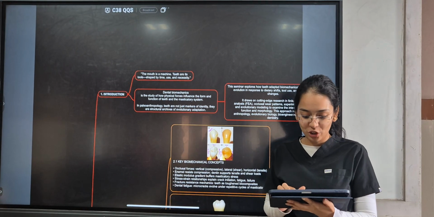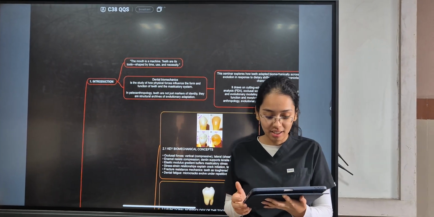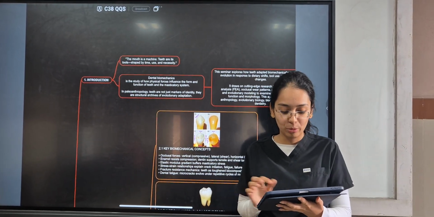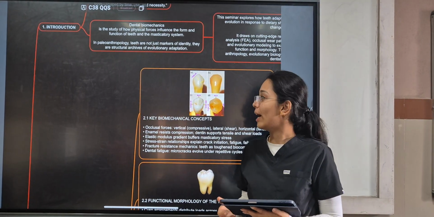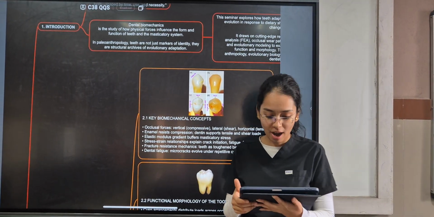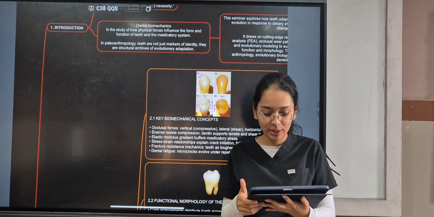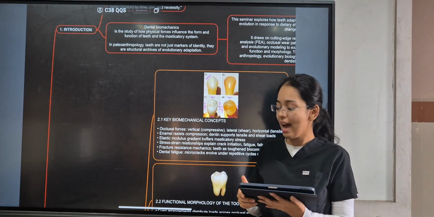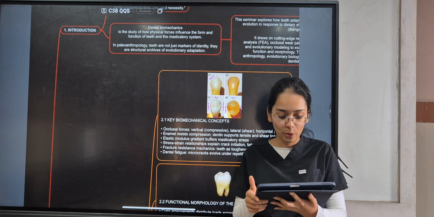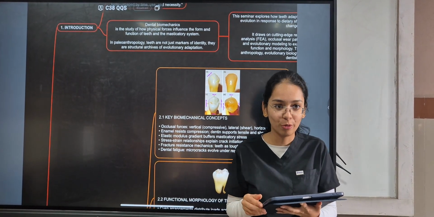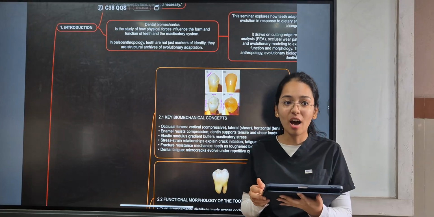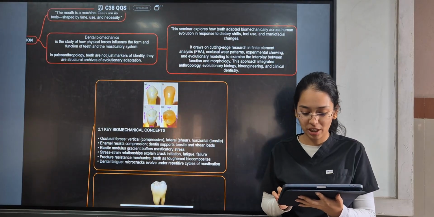The mouth is a machine and teeth are its tools. It is shaped by time, use and necessity. Dental biomechanics is the study of how physical forces influence the form and function of the teeth and the masticatory system. In paleoanthropology, teeth are not just markers of identity, they are structural archives of evolutionary adaptations.